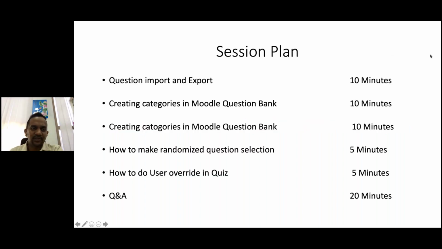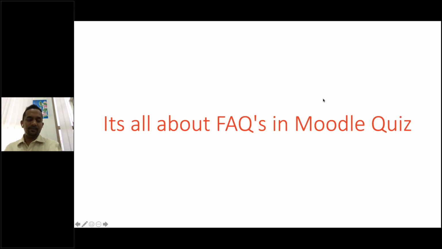This is how I'm going to do this session. We're going to see how to import and export quiz in 10 minutes. That's the time which I have allotted for that. And then we're going to see how to create categories in a question bank in Moodle. And then we're going to see about randomizing quiz in Moodle. Followed by that, we're going to have user override settings, how to do that in a quiz. And then finally, I'm going to take some of your questions and give you answers for all the queries which you have. So that's what we have for today.